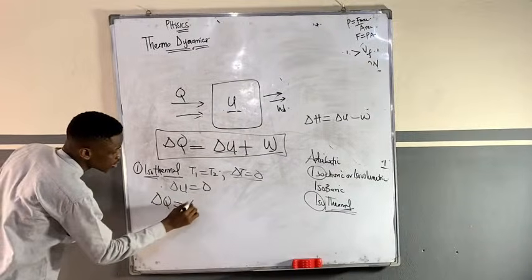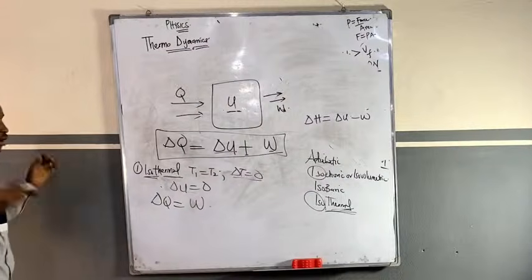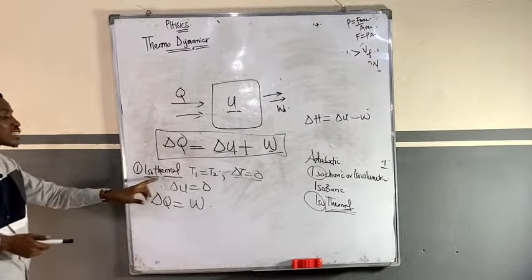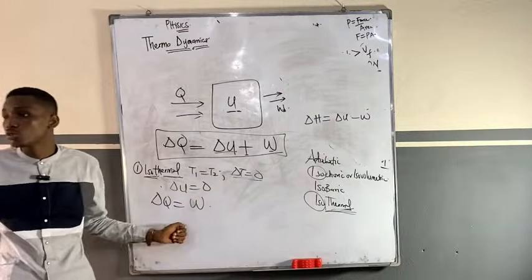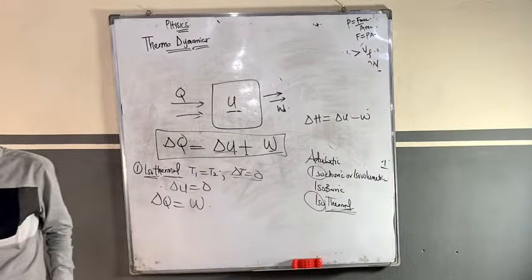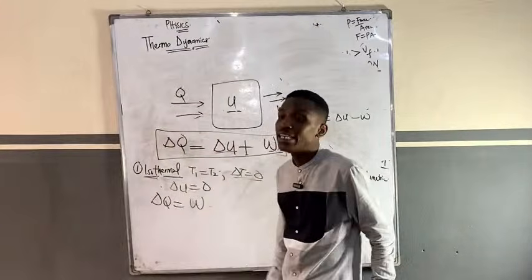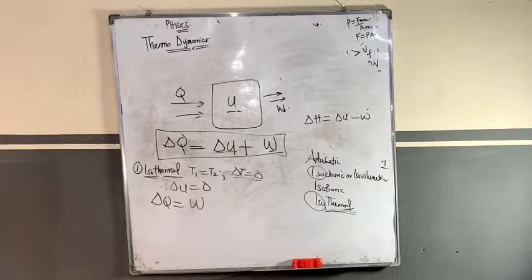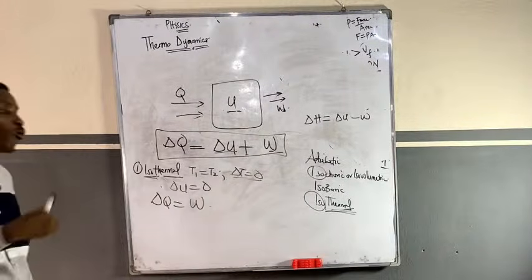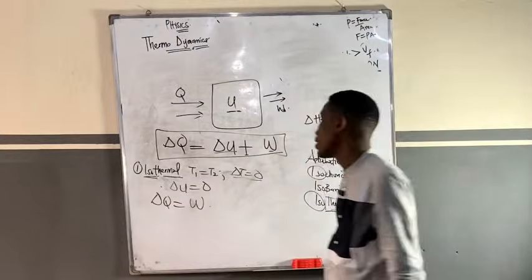That means if I'm to rewrite this formula, what will I rewrite this formula as? Change in Q is what? Equals to what? Work done. So this is how we'll define it: that in isothermal process, any heat that's introduced into that system is used for work. In isothermal, any heat that was introduced into the system was used for what? Work. So heat introduced is used for work. That is for isothermal.